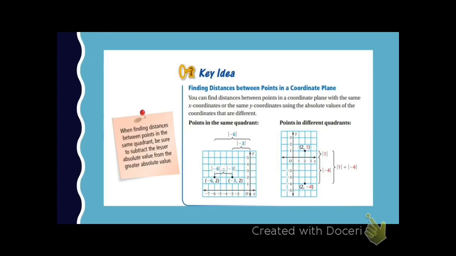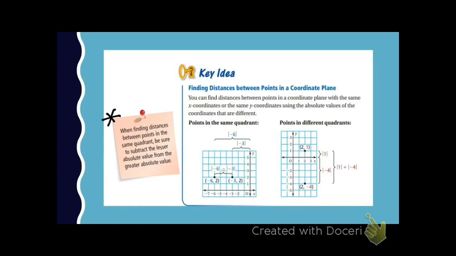Now look at this. The key idea always gives us really good information that's important to remember. It says, when finding distances between points in the same quadrant, be sure to subtract the lesser absolute value from the greater absolute value. So that's something we're going to remember.